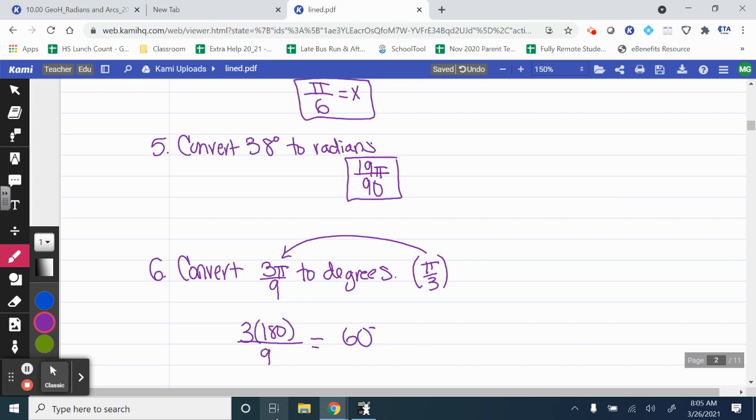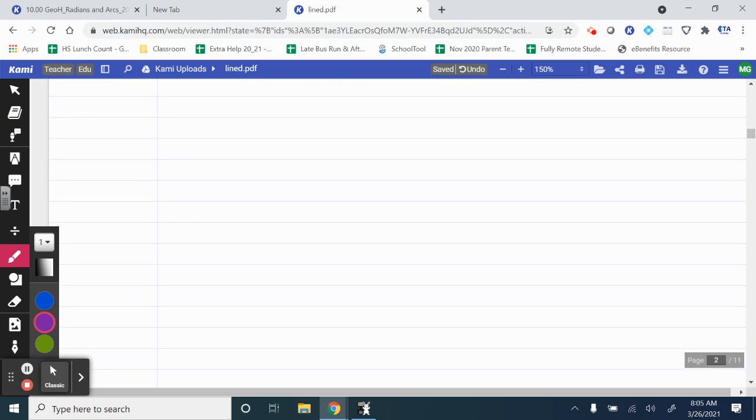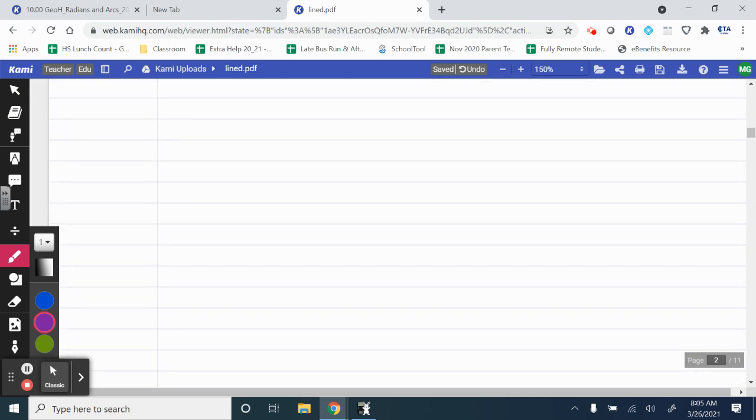All right, so that's really it for converting between radians and degrees. Now we're going to talk next about sectors.